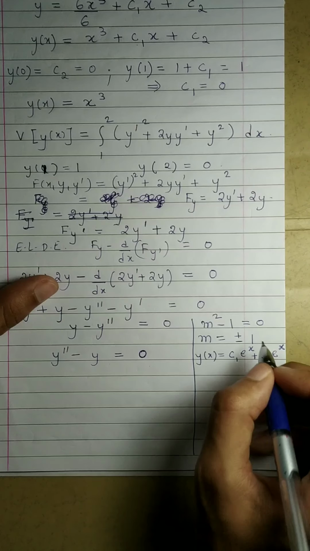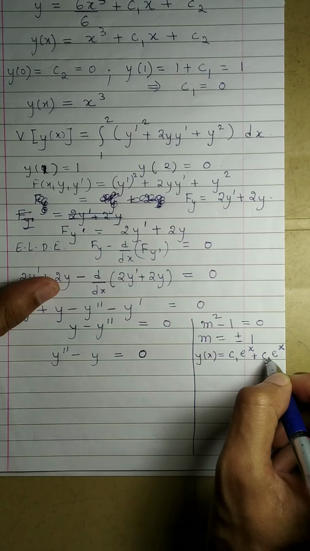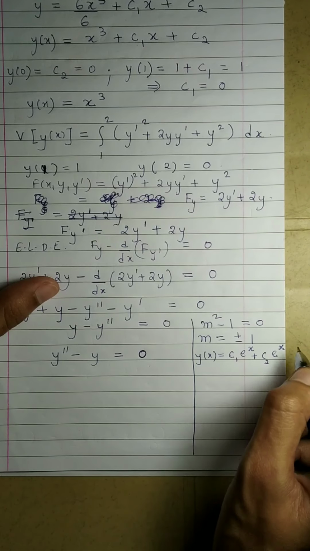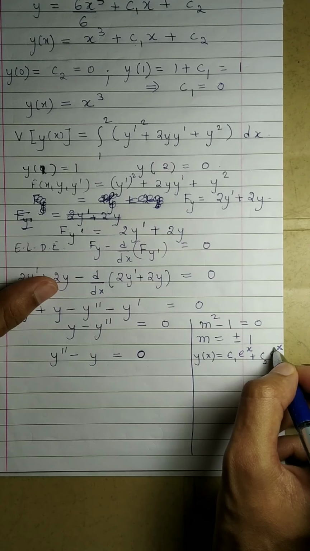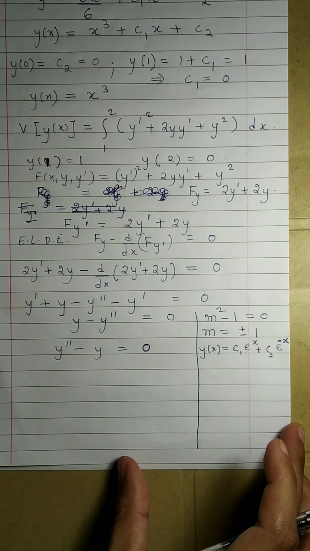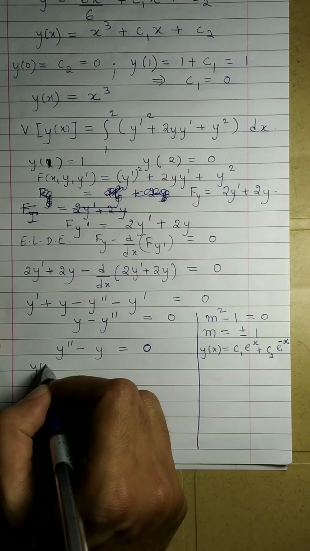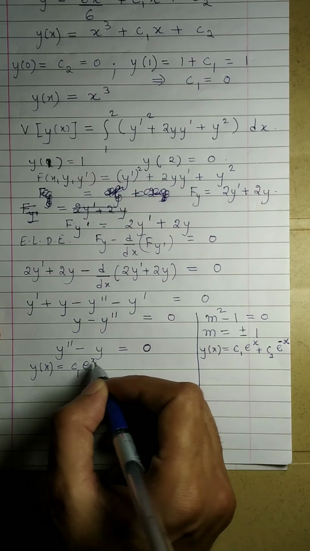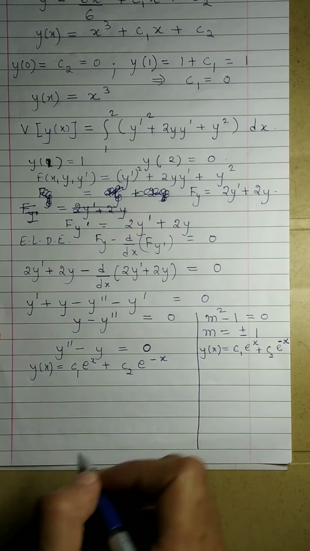In general, the form is c1 times e raised to alpha 1 x plus c2 times e raised to alpha 2 x. But here alpha 1 is plus 1, alpha 2 is minus 1. Sorry, it should be e raised to minus x. So y of x will be given by this. I directly write it here: y of x is equal to c1 e raised to x plus c2 e raised to minus x.